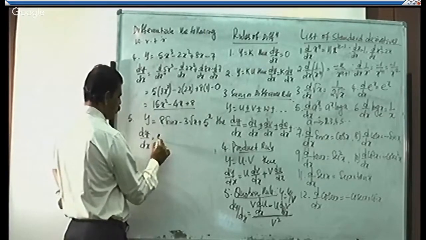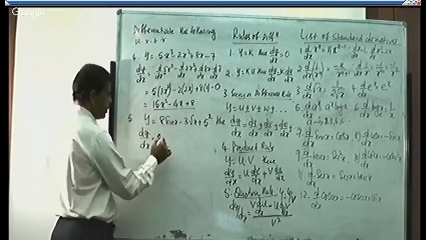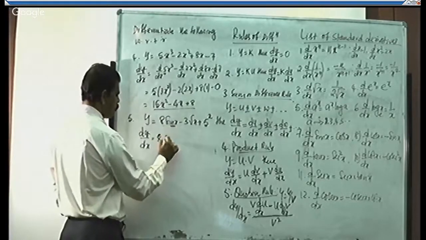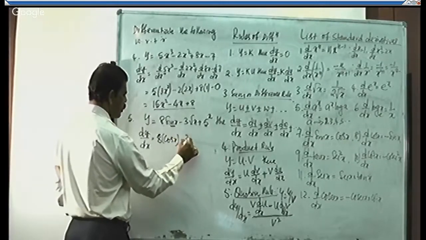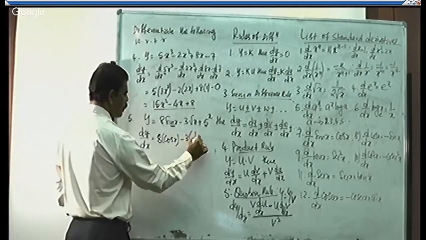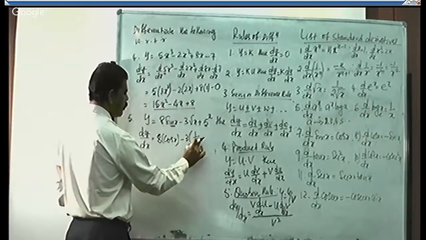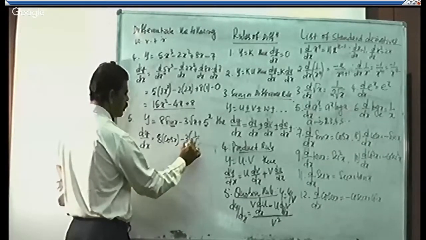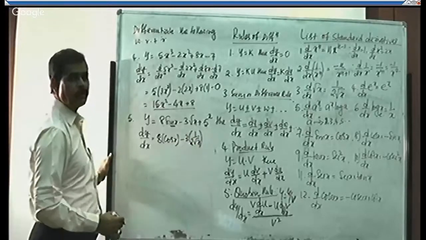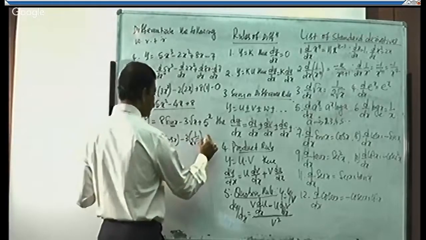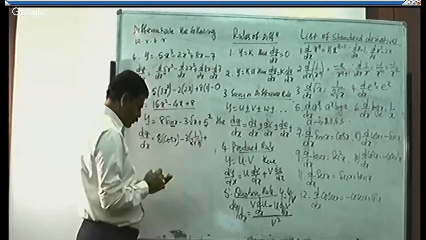While differentiating 8 into sin x, differentiation of 8 sin x, constant into function of x, second rule: keep the constant as it is. 8 into differentiation of sin x is what? Cos x. Minus 3 into differentiation of root x is what? 1 by 2 root x. Correct? Differentiation of root x is 1 by 2 root x.